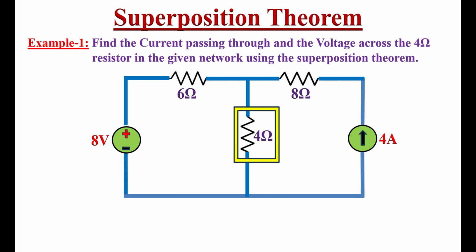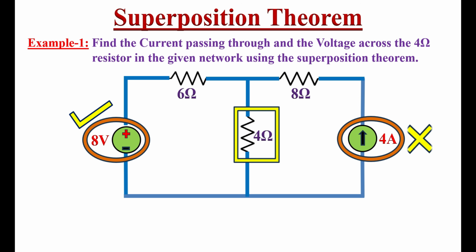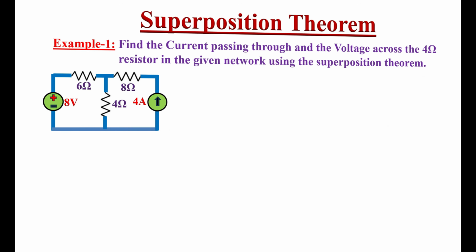Our goal is to find both the current passing through and the voltage across this specific 4 ohm resistor using the superposition theorem. This central branch is our focus. For our first step, we will keep the 8-volt source active while simultaneously suppressing the 4 amp current source with its internal resistance. Let's see how the circuit changes.